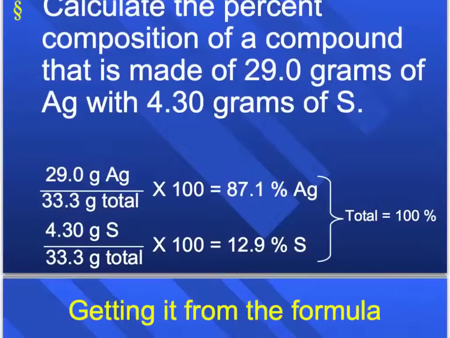Notice that these two totals are going to equal 100, so that's an easy way to double check. So just a quick review. Take the mass of each substance, divide it by the total, multiply it by 100, and it'll give you the percent composition.